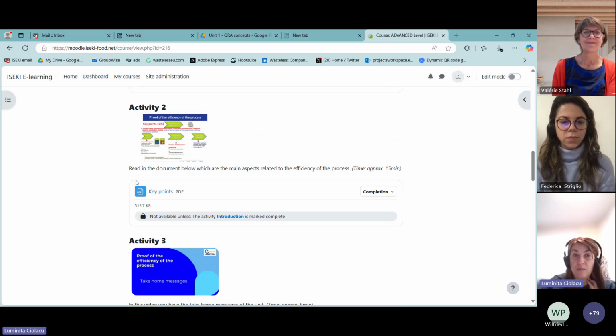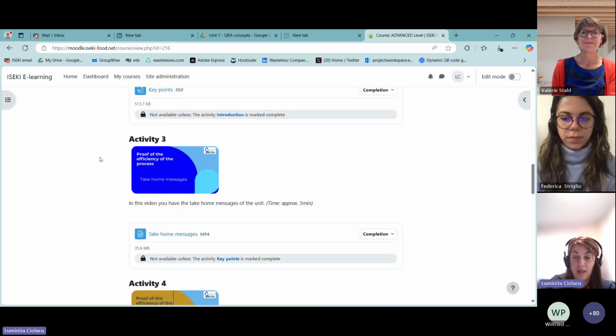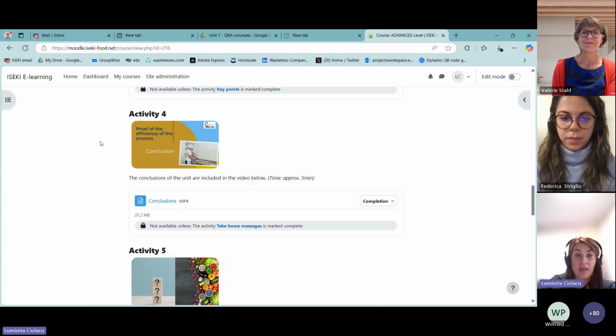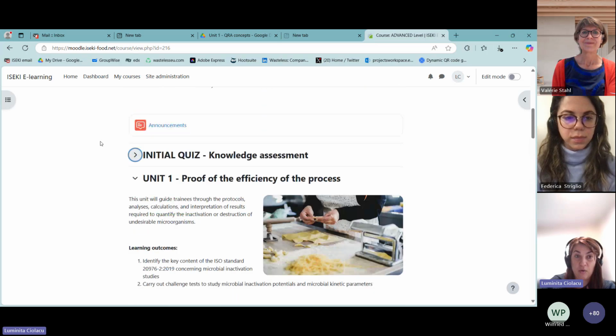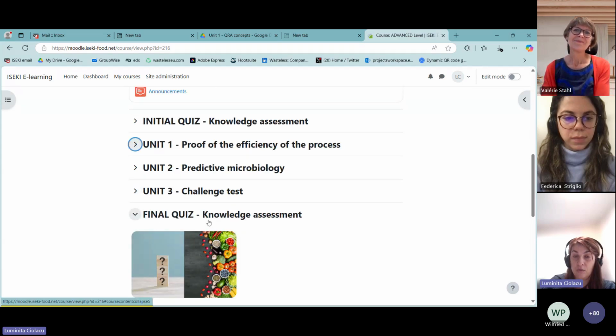The time for each of these activities is not very long, and you can do it at your own pace. Each activity has a restriction step, so you cannot access the following one without doing the previous one. And at the end, after following all these units, for example, in this case we have 3 units, you will have a final quiz to assess your knowledge.